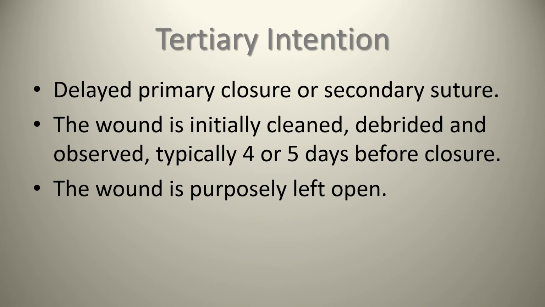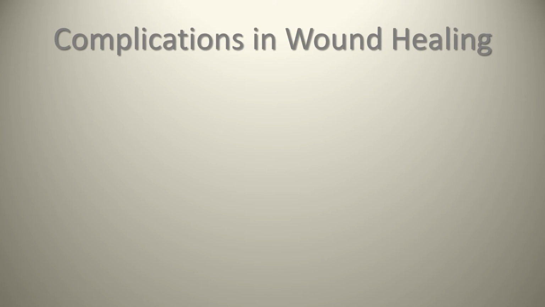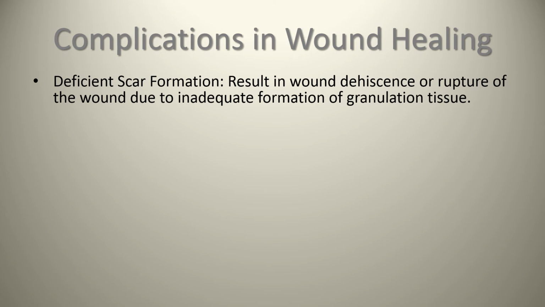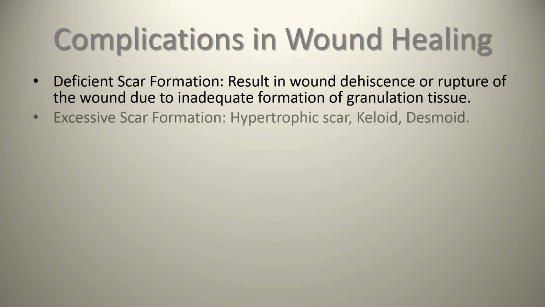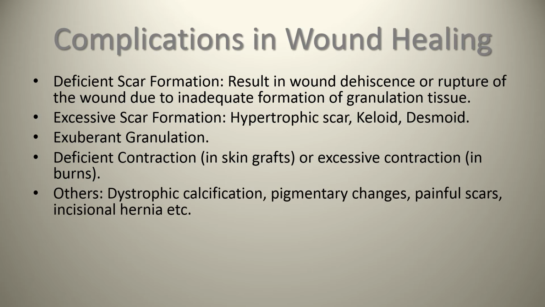Complications in wound healing. There are 5 things we're going to talk about here. Deficient scar formation, which results in wound dehiscence or rupture of the wound due to inadequate formation of granulation tissue. Excessive scar formation, or a hypertrophic scar, a keloid or a desmoid. Exuberant granulation, deficient contraction in skin grafts or excessive contraction in burns. And lastly, other things like dystrophic calcification, pigmentary changes, painful scars, and incisional hernias.